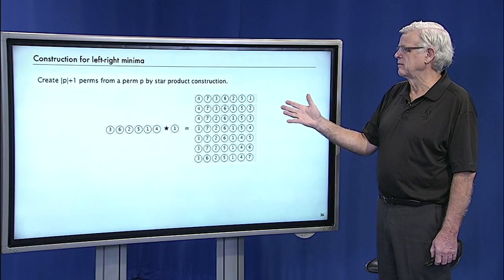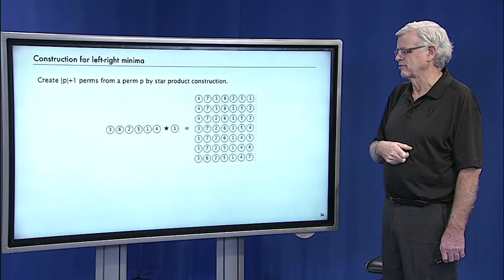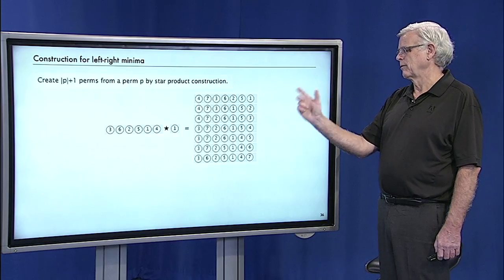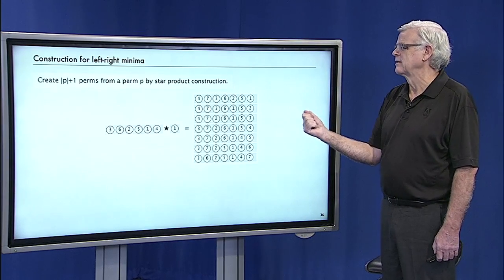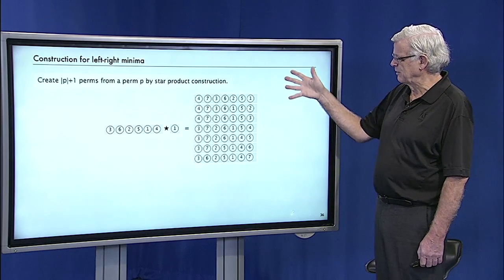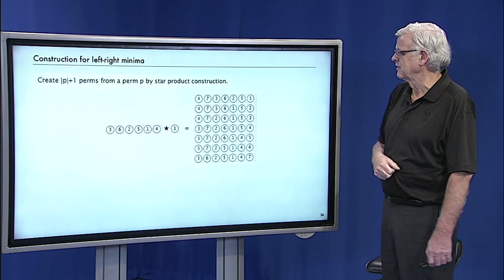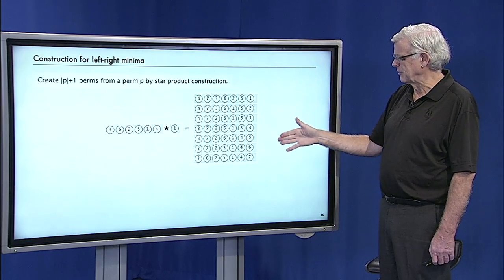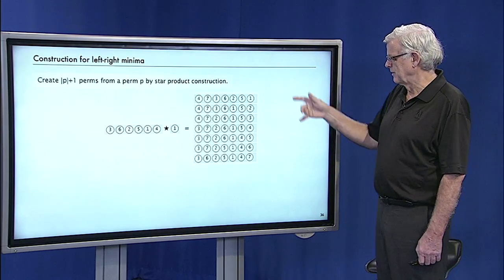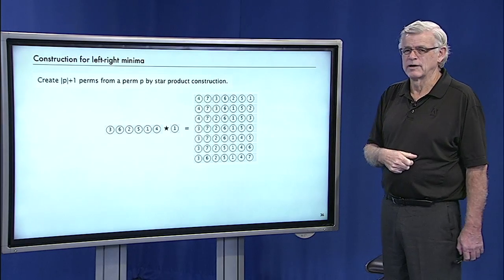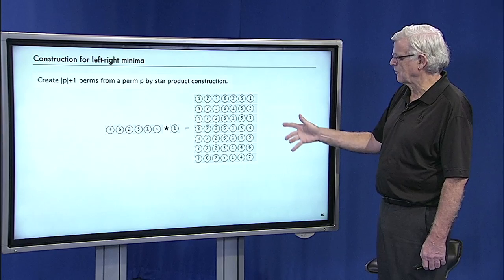So for left to right minima, we're going to use a star product construction where we say a permutation is a permutation starred with an element, and that gives us a permutation 1 bigger, and it has to be renumbered in all consistent ways. And that just corresponds to giving the last element the numbers from 1 through n plus 1, and then renumbering the other elements in the permutation accordingly.